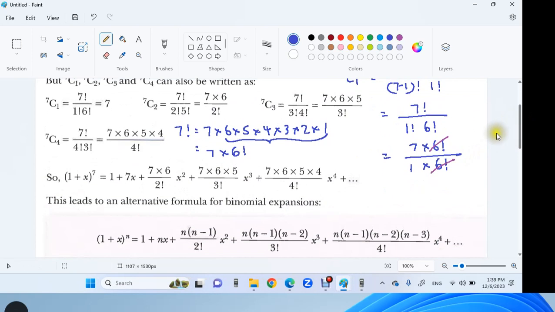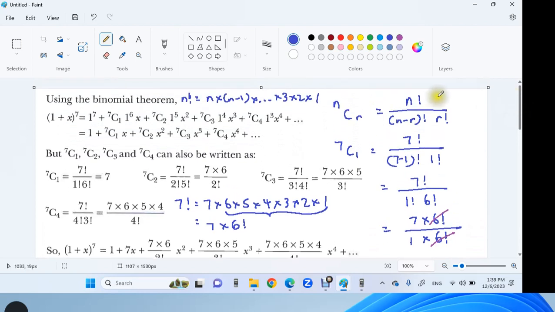So on, we have 7C2. It will become 7 factorial over (7 minus 2), which is 5 factorial, and 2 factorial. And this 7 factorial will become 7 times 6 times 5 factorial. The 5 factorial and 5 factorial cancel. Then it will become 7 times 6 over 2 factorial.